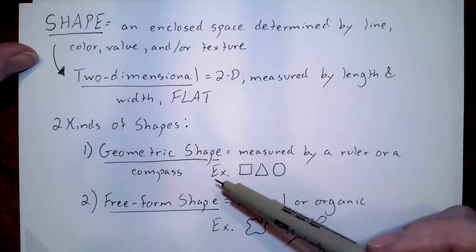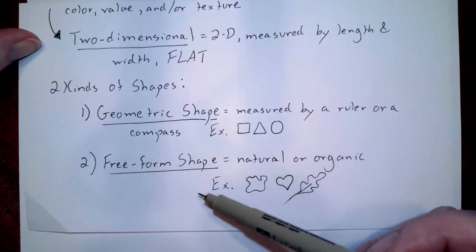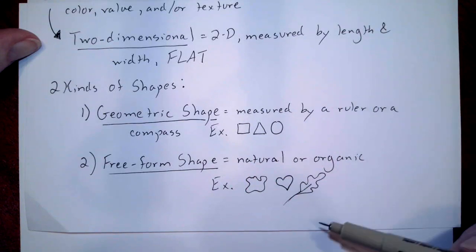Okay. We have geometric shapes: squares, triangles, circles, and we have free-form shapes. Like if I go outside and pick a leaf off the ground, it's a natural flat shape.